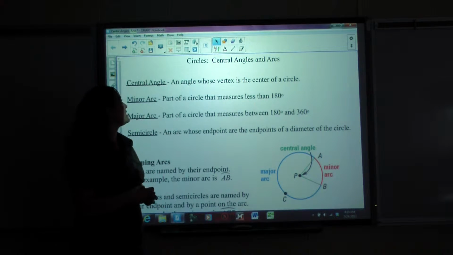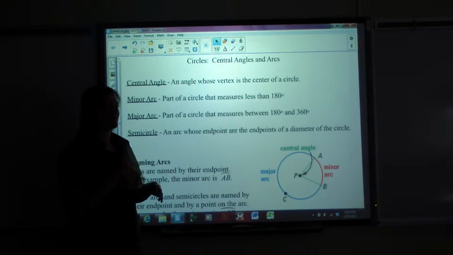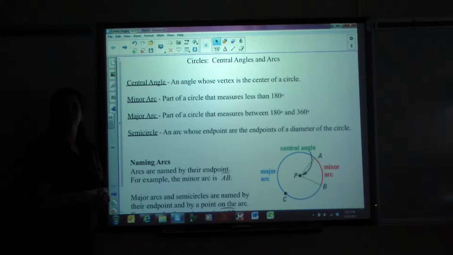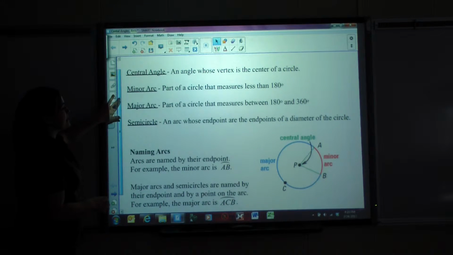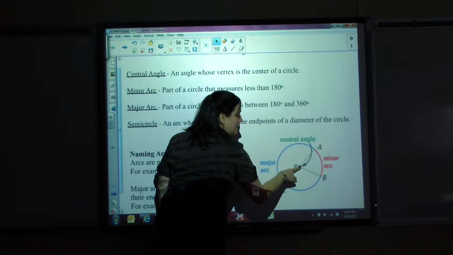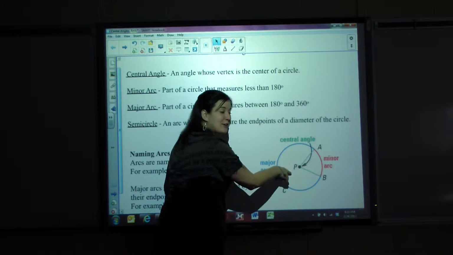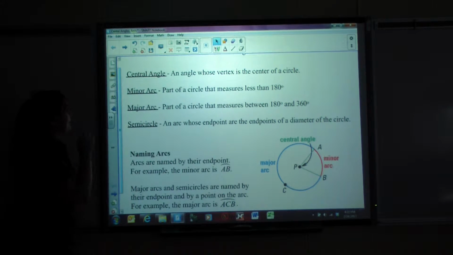This MCA lesson is all about circles and their central angles and their arcs. So first, let's define what all of those ideas are. We're going to start with central angle. A central angle is an angle whose vertex is at the center of the circle. If you notice in this picture down here, we have angle APB. P is the center of the circle, and therefore this is a central angle that we're used to seeing.